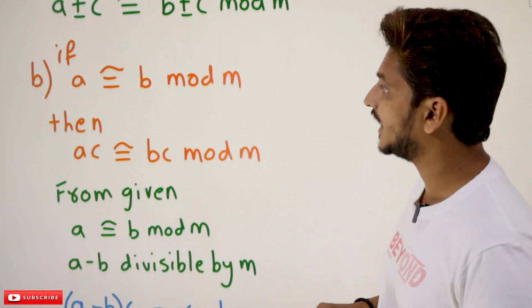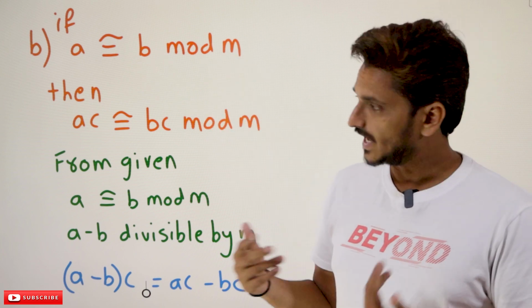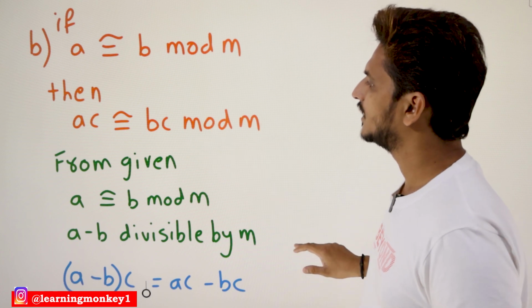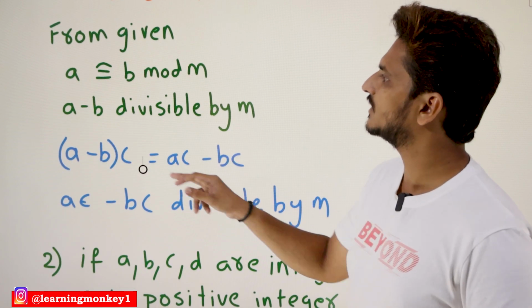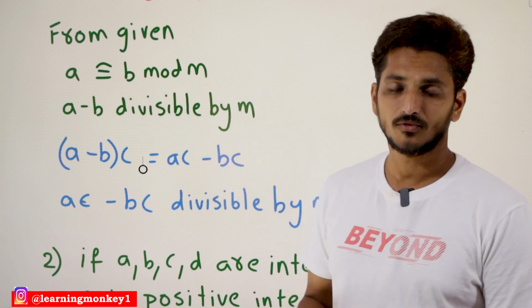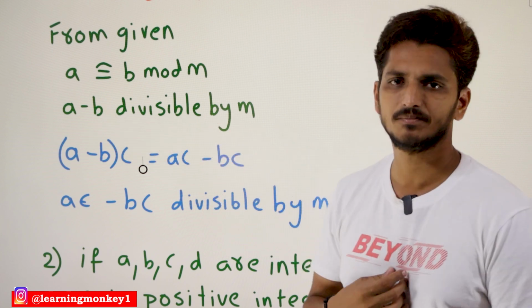Similarly, the second one: if A is congruent to B modulus M, then we need to show that AC is congruent to BC modulus M. So from the given statement, A congruent to B modulus M, we say that A minus B is divisible by M.